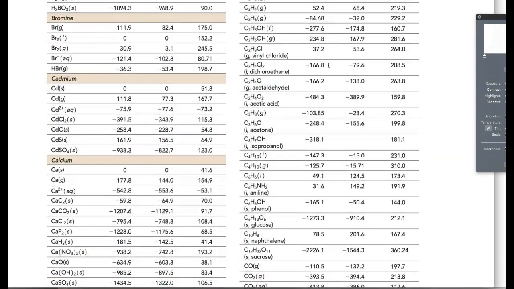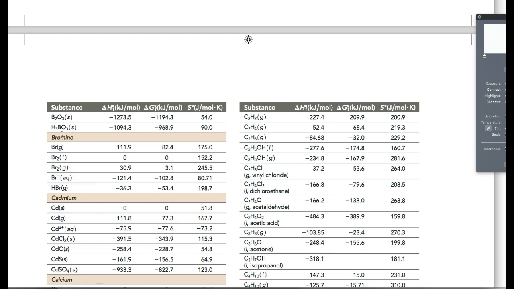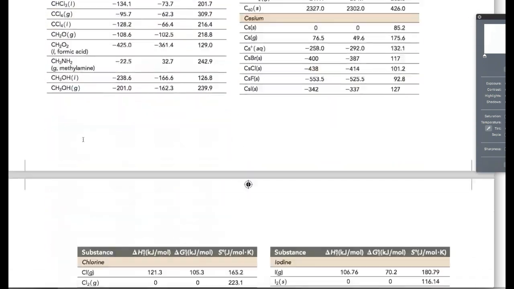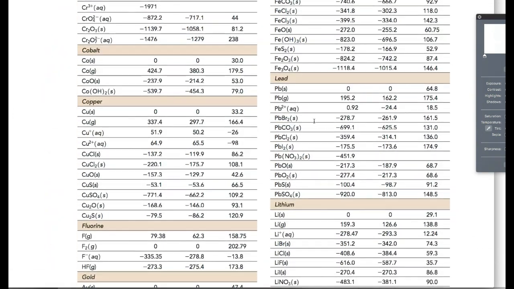Did you notice these are in alphabetical order? So here we have the B's, then the C's. So they're in alphabetical order.